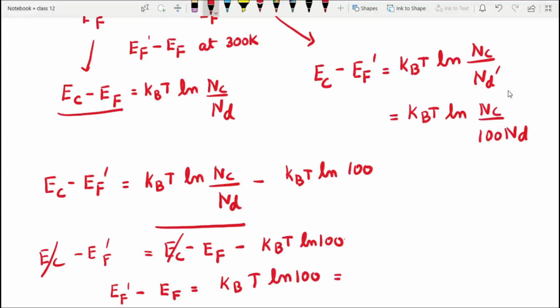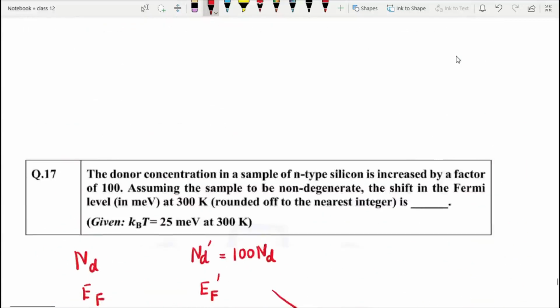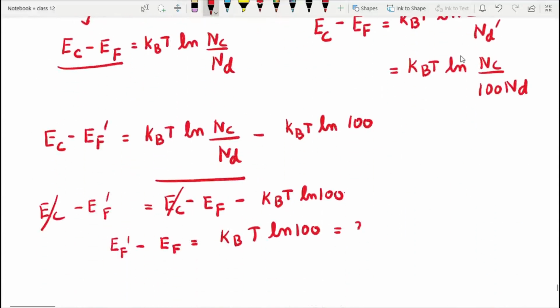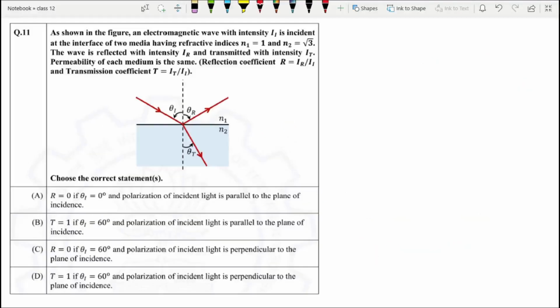In the question they have given the value of KBT at 300 Kelvin, 25 milli electron volt into ln of 100. So by simplifying it we will be getting 115.15 milli electron volt.